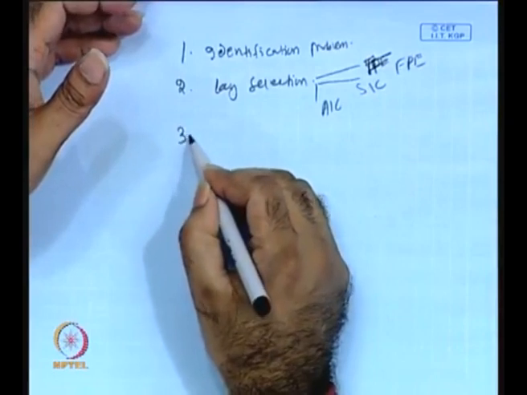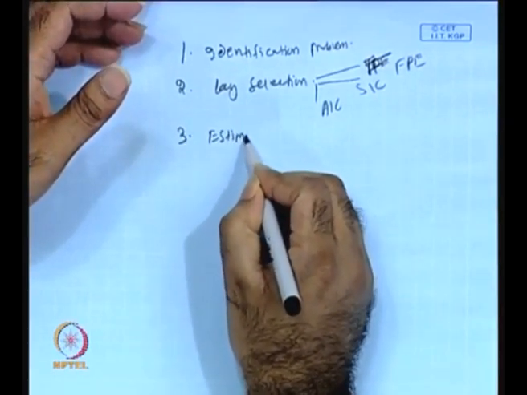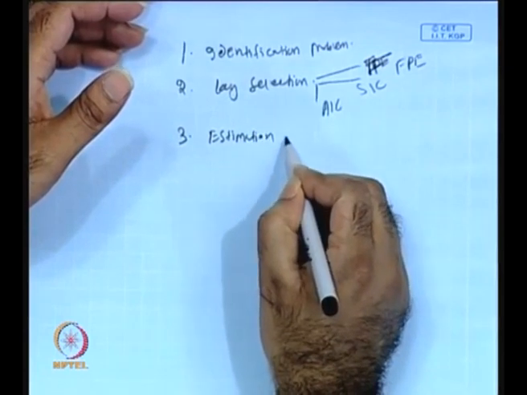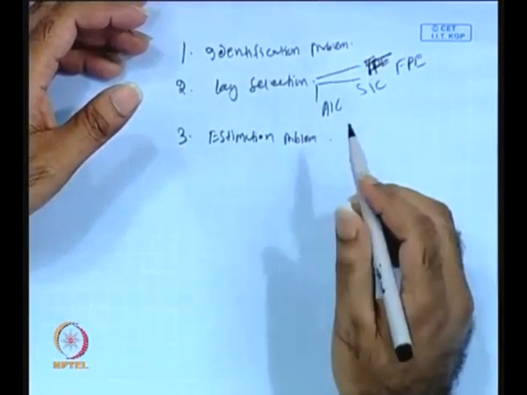Then third is the estimation problem. Estimation problem means, you see here, we usually start with the OLS technique, and whatever estimated results you have with the OLS technique has to go through the overall fitness tests, etcetera. So, it is very easy to establish whether this model is perfectly okay or not.